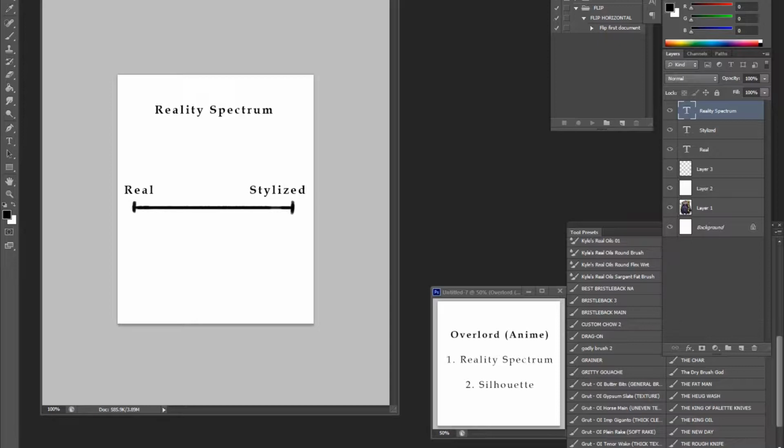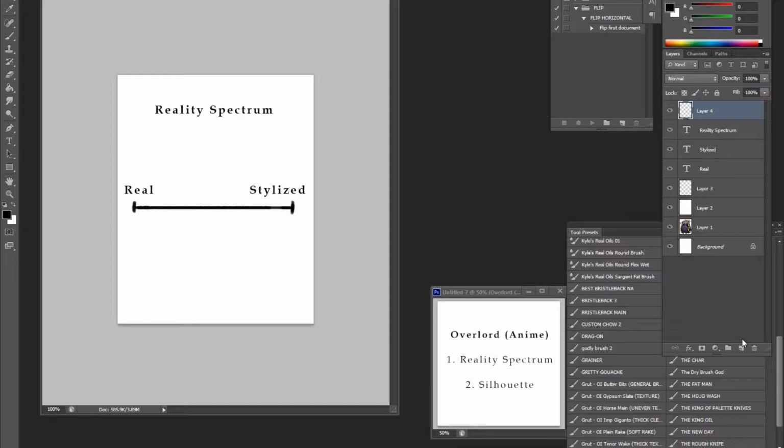Now, reality spectrum is a concept that was first introduced to me by Bobby Chu, the artist from Imaginum Studios, but other artists have also talked about it. It's the idea that every design that you ever do must fall between these two gaps. So real to stylized. So I feel every artist has their preference of where they are situating their style at.